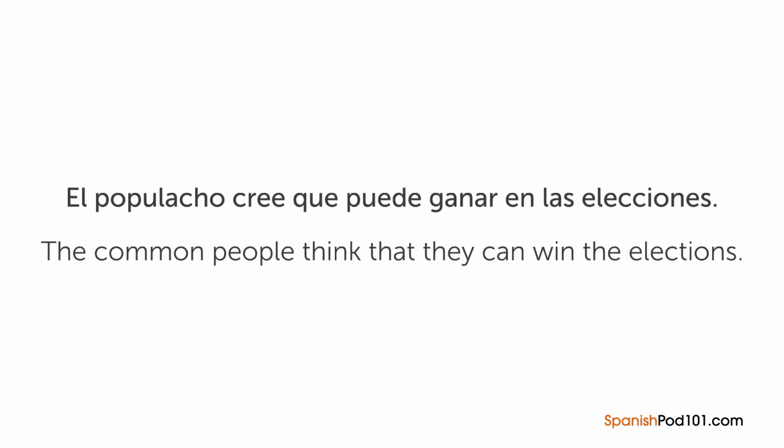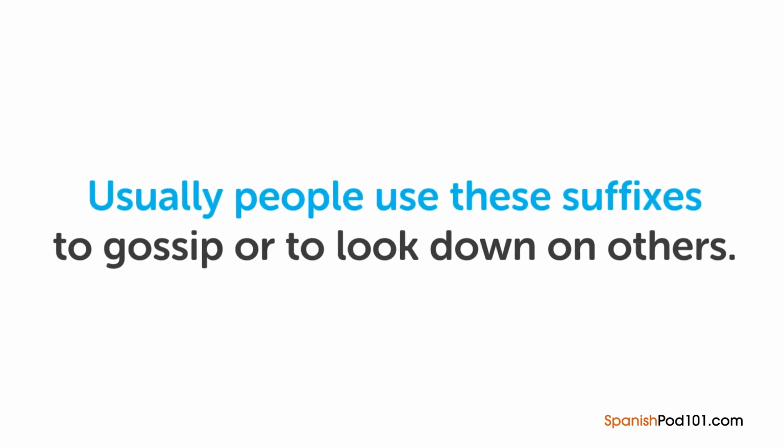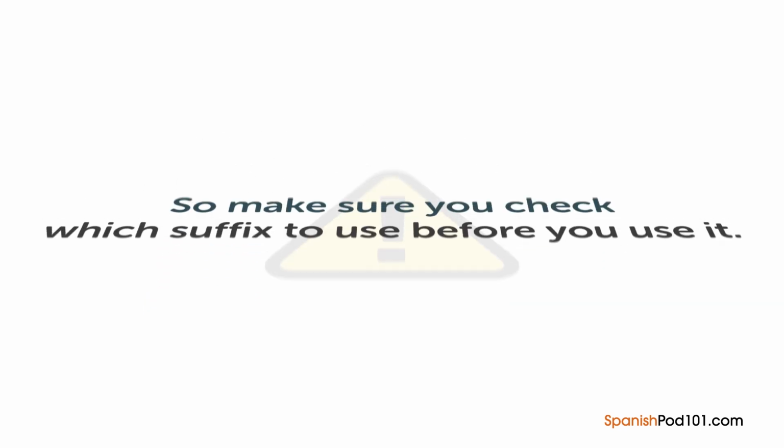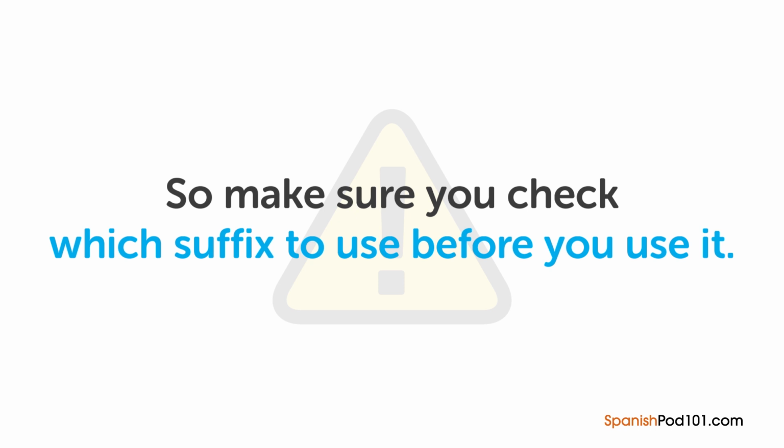Here's an example sentence. El populacho cree que puede ganar en las elecciones. It means the common people think that they can win the elections. Usually, people use these suffixes to gossip or to look down on others. You don't always use the same suffixes for every word, as each word is used mostly with just one suffix. So make sure you check which suffix to use before you use it.